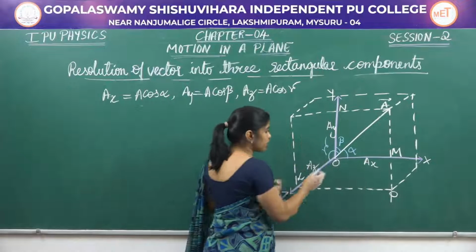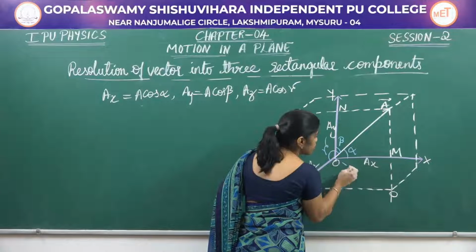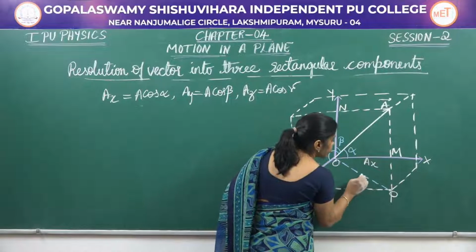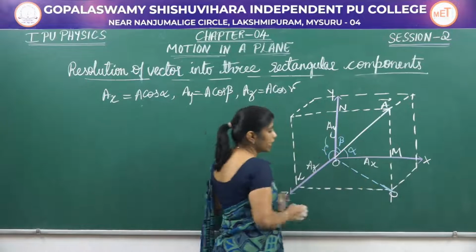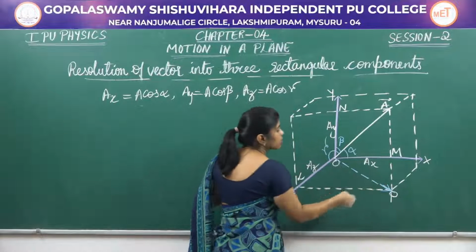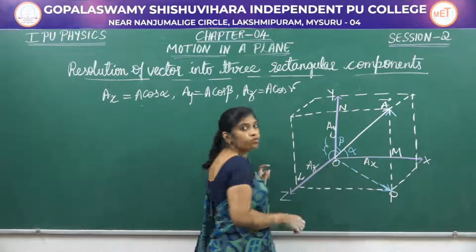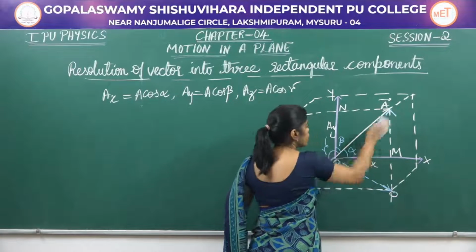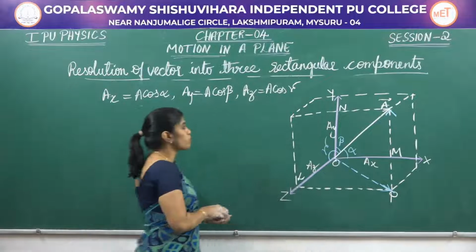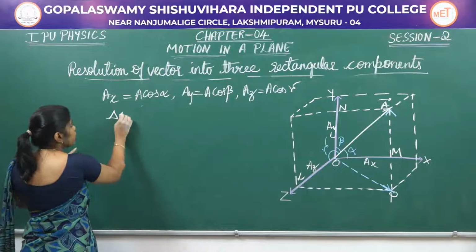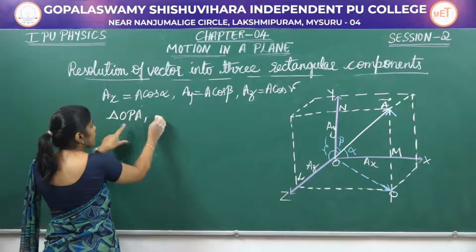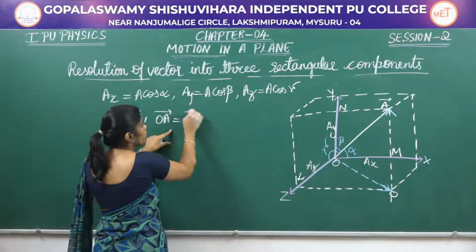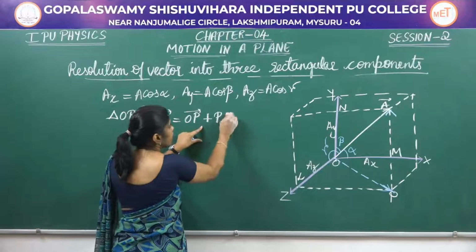Now, let us take up the triangle OPA. First, let me draw this diagonal here from O to P. I have drawn a diagonal from O to P. Next, this is how I am going to mark the direction. From O to P, then P to A gives me OA. Therefore, in triangle OPA, I can write OA is equal to OP plus PA.